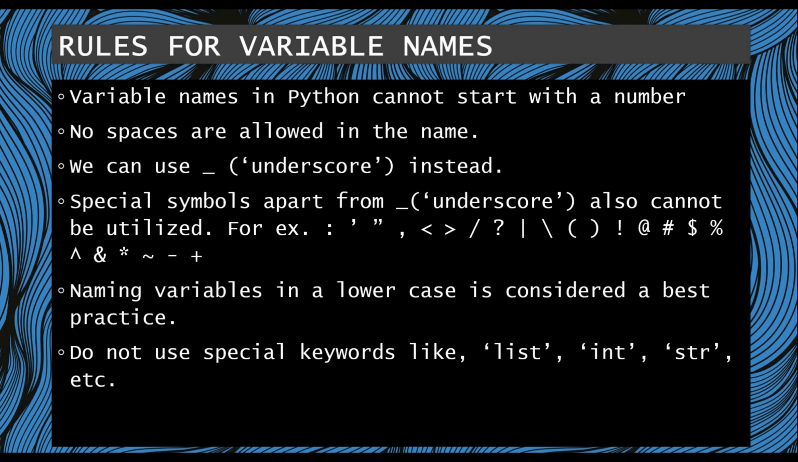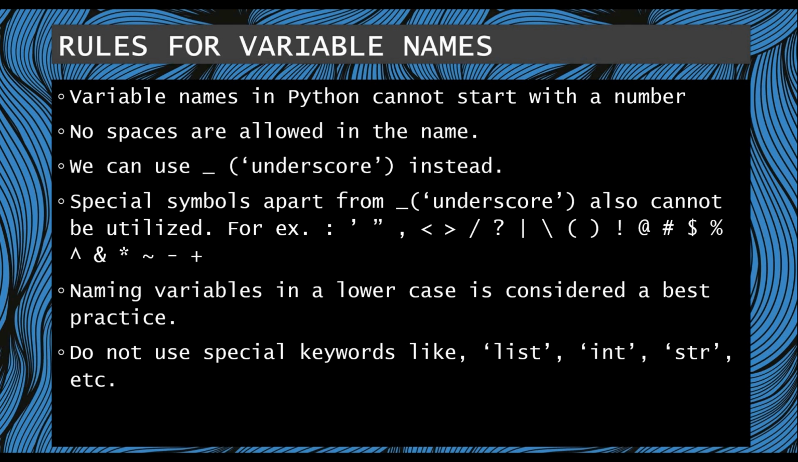Going through the rules for variable names once: a variable name in Python cannot start with a number. So you cannot have 1_something as a name for a Python variable. There are no spaces allowed in a name, and we can just use underscore. Special symbols such as ampersand, comma, double quotes, brackets, parentheses, at the rate, any of these signs, we cannot use. We can only use the underscore sign.